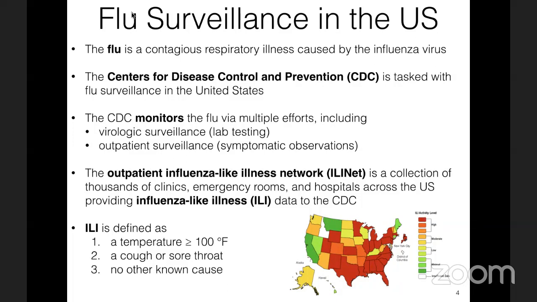The CDC monitors all of this via multiple efforts, including their virologic surveillance. So this is lab testing. Think of when you go to your doctor's office and they put that swab in the back of your throat or up your nose, that's virologic surveillance, as well as outpatient surveillance, which will be the focus of this talk. Specifically, the CDC's outpatient influenza-like illness network, or ILINet. This is a collection of, I think, about 2,000 to 3,000 different clinics, emergency rooms and hospitals across the United States that provide data to the CDC regarding influenza-like illness, or ILI, where ILI is defined as a temperature greater than or equal to 100 degrees Fahrenheit, a cough or sore throat, and no other known cause.